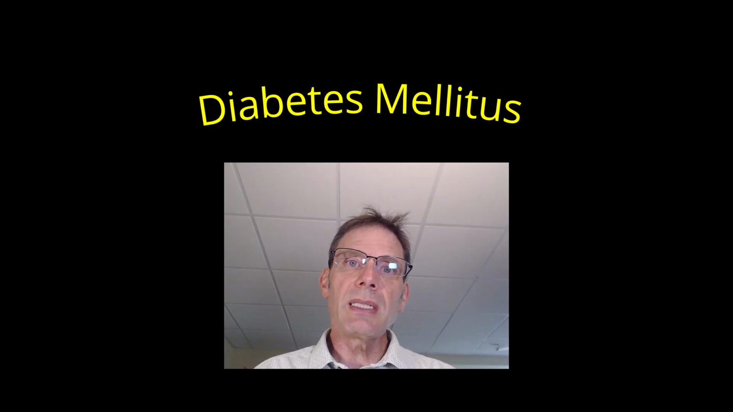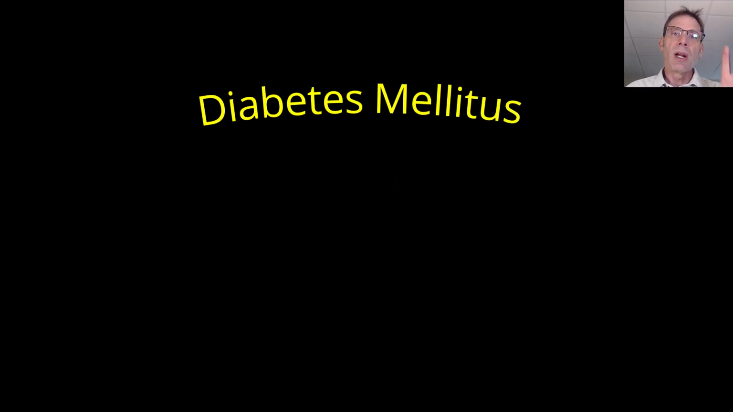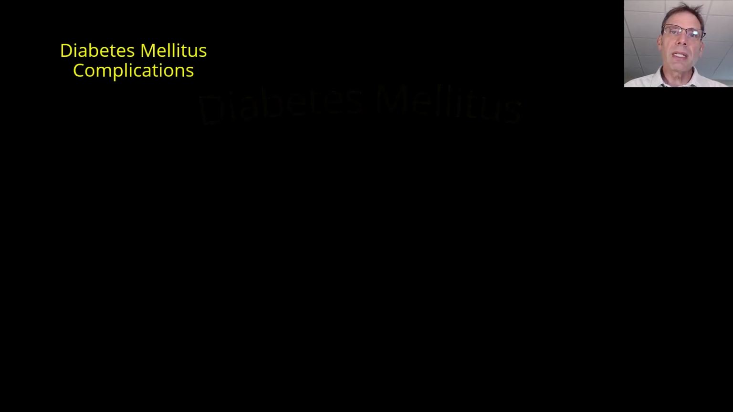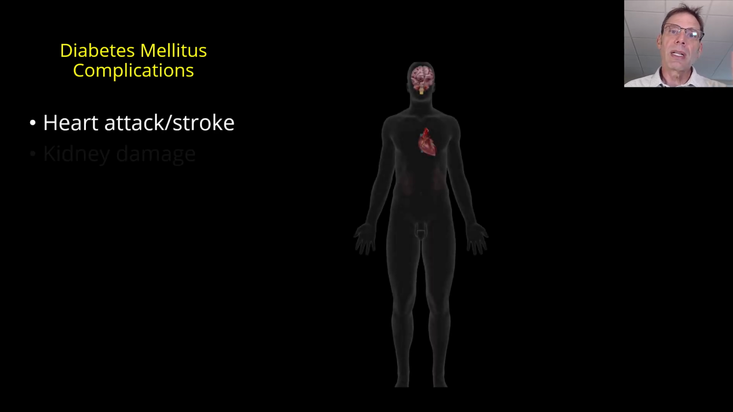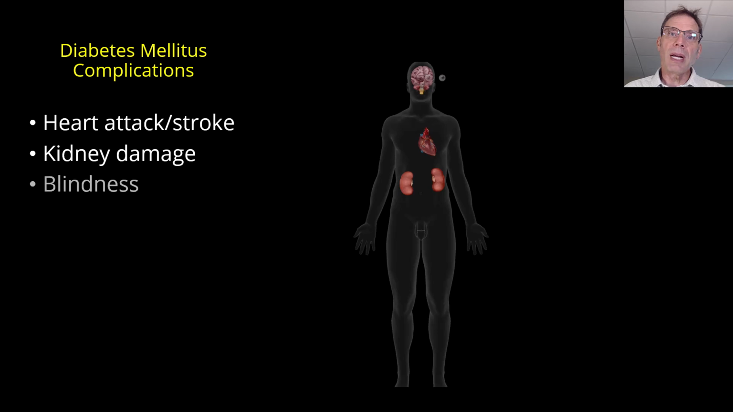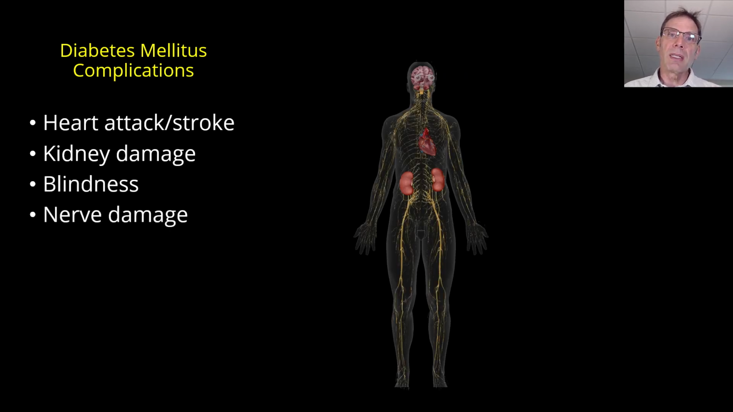Hey, it's Jay. Today I'm going to be talking about diabetes mellitus, which is a disease of chronically elevated blood glucose or blood sugar. Over time, if blood glucose remains too high, this can lead to complications like heart attack and stroke, kidney damage, blindness, and damage to nerves all over our body.